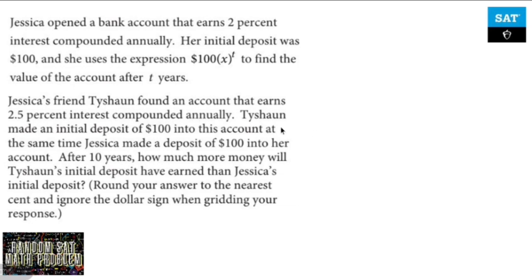Okay, that's nice, actually. Tyshawn made an initial deposit of $100 into this account. At the same time, Jessica made a deposit of $100 into her account. After 10 years, how much more money will Tyshawn's initial deposit have earned than Jessica's initial deposit? Round your answer to the nearest cent and ignore the dollar sign when gridding your response.